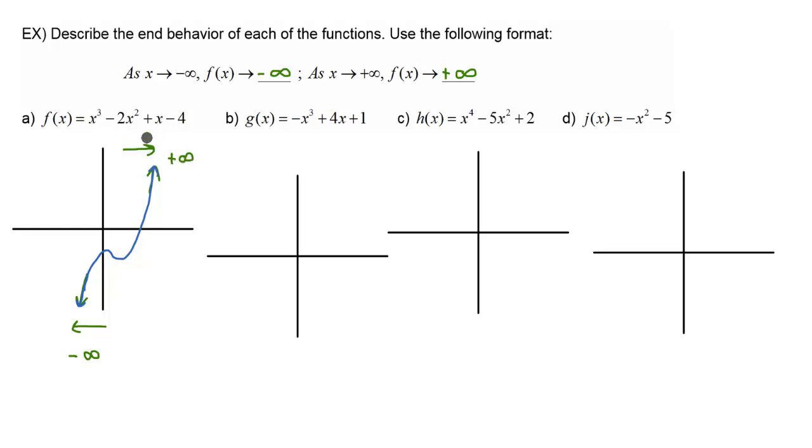You could figure out what those answers are by looking at the degree, which is going to be 3 for this polynomial, as well as the leading coefficient, which is an invisible positive 1. But we'll get to that once we're done doing all these problems.